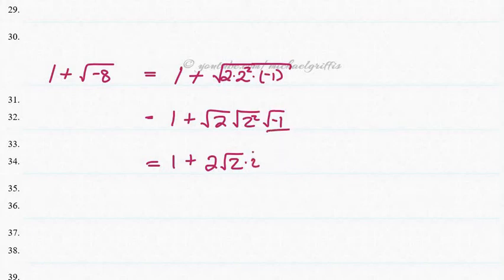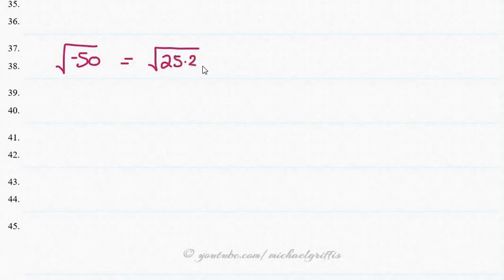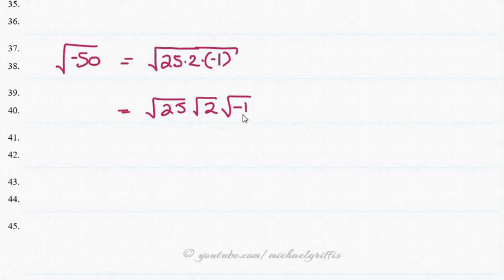All right. Working our way through the list. What about this one? What is this? Well, we can break this up as 25 times 2 times negative 1. How's that? So this becomes, we can split it up like such. The square root of 25 is 5. Square root of 2 times, remember, this is your i. Now you notice in this particular one it doesn't have a real part. It's just got an imaginary part. That's okay.